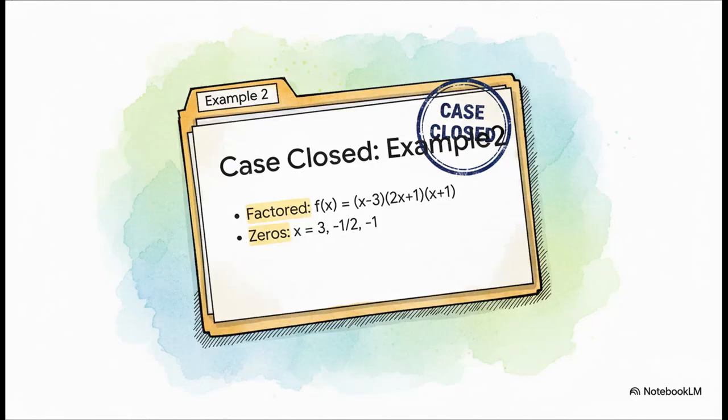The leftover part, 2x squared plus 3x plus 1, also factors pretty easily. And here's our final result. The zeros are 3, -1/2, and -1. See? Even when you've got fractions involved, the process is exactly the same.